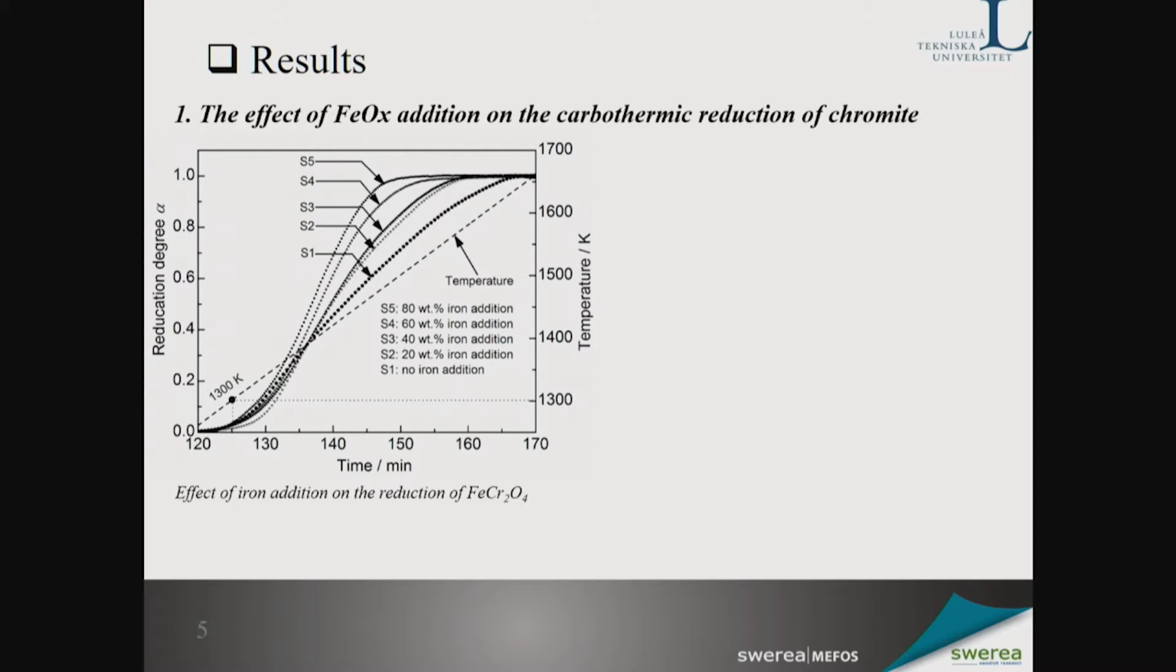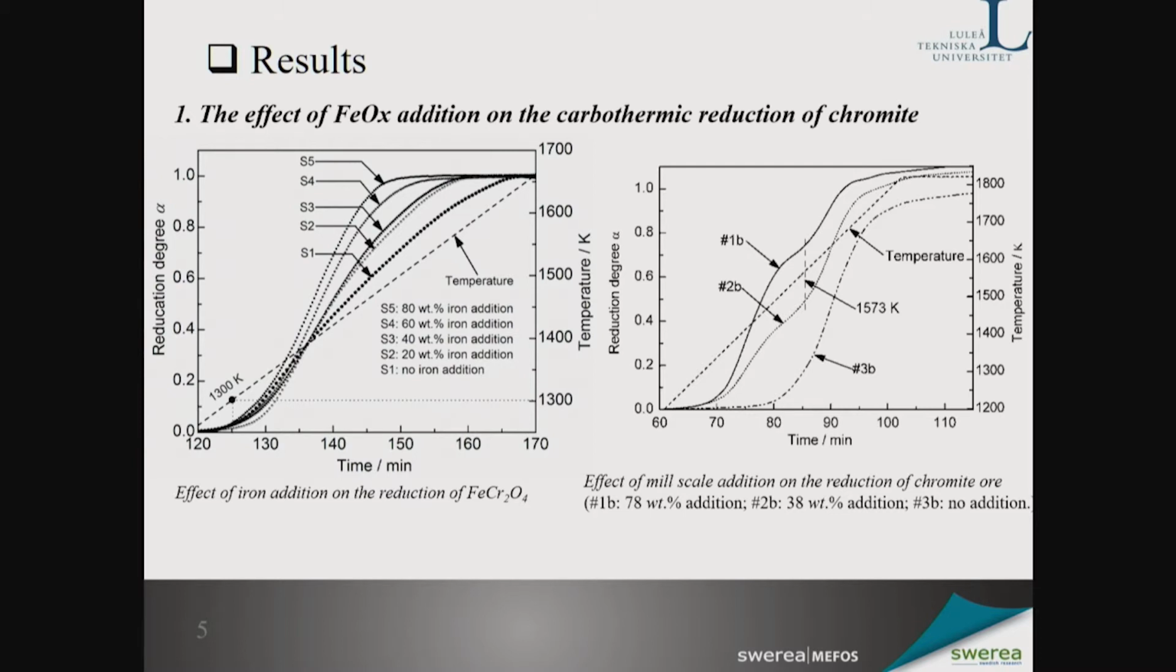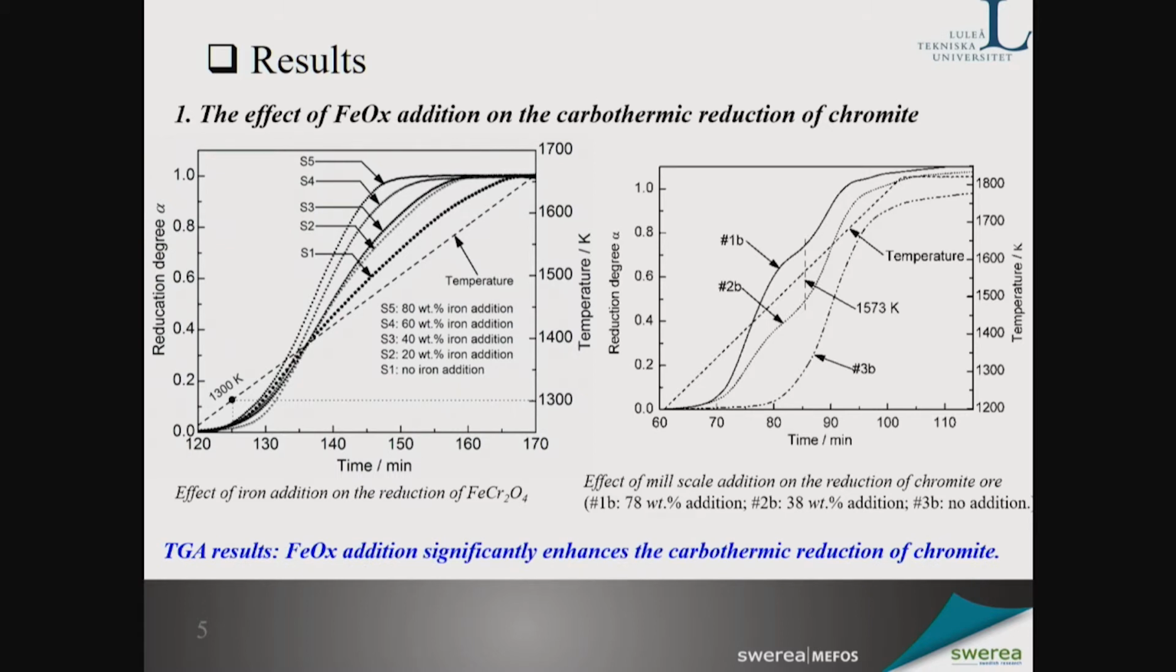this synthetic chromite. And similarly, this figure shows the effect of mill scale addition on the carbothermic reduction of the chromite ore, and it shows the same trends. The more mill scale is added to the chromite ore, the easier the reduction of the chromite ore in this case. And finally, I can conclude that the mill scale addition or the iron powder addition can significantly enhance the carbothermic reduction of the chromite.